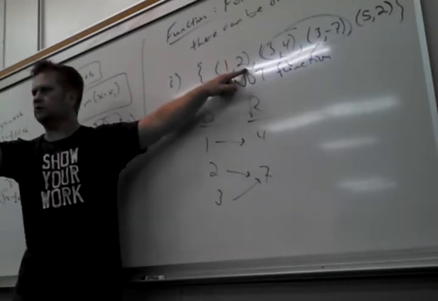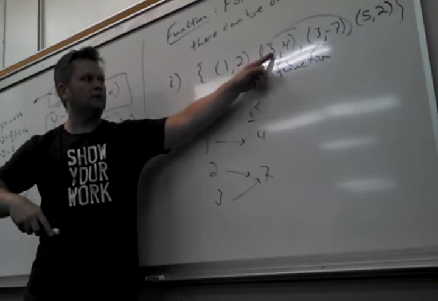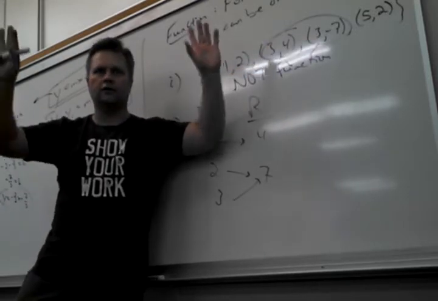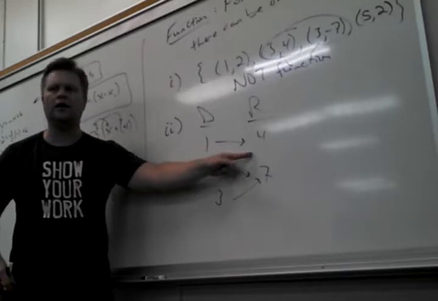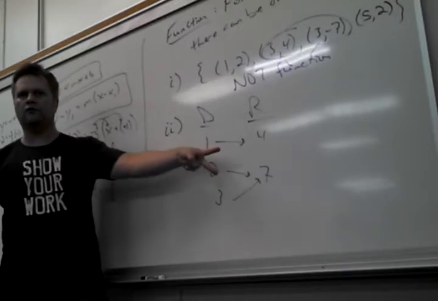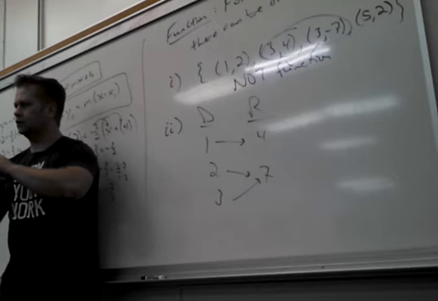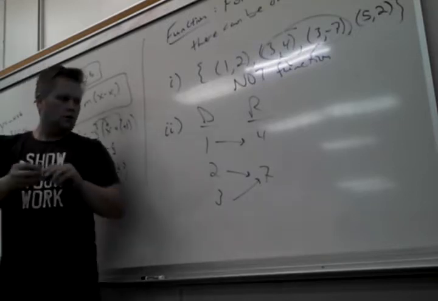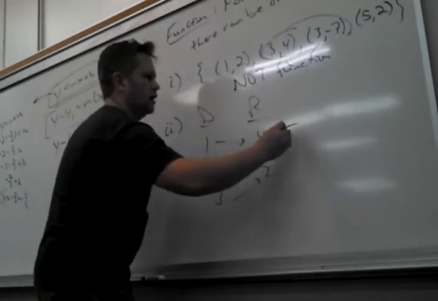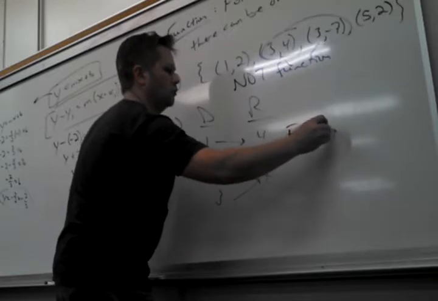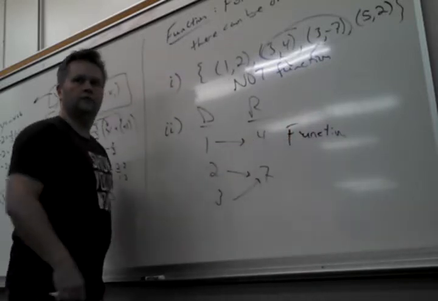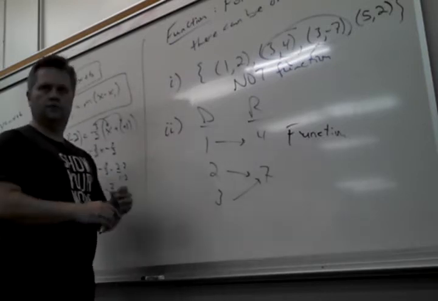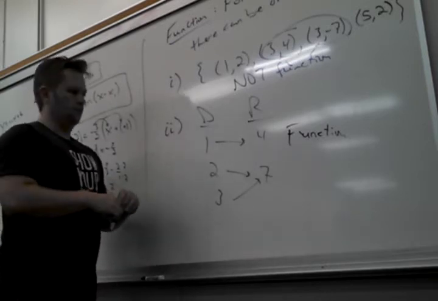And the quick way to do this is exactly like somebody said: if I see any repeated X's, I know it's not a function. If I see an arrow coming from 1 twice, if I see 2 arrows coming from something, that would not be a function. So kind of like the 2 and 3 going to the 7, that's fine. This is a function, no problem. Does any input go to more than one output? 1 only goes to 4. 2 only goes to 7. 3 only goes to 7. So you're a function. So you're only worrying about the X portion.